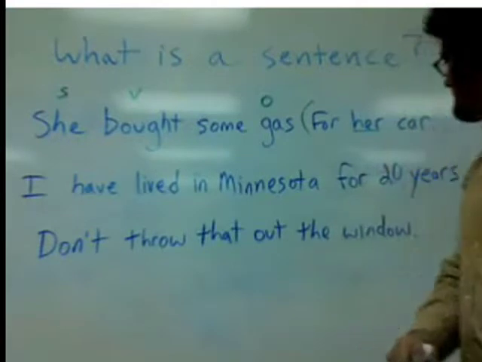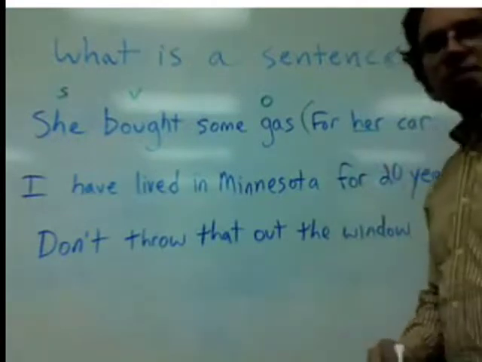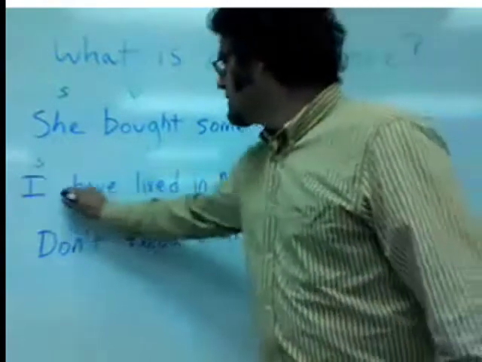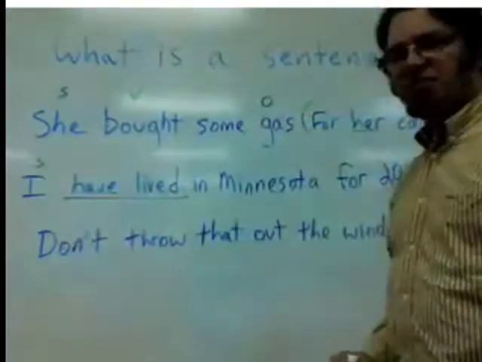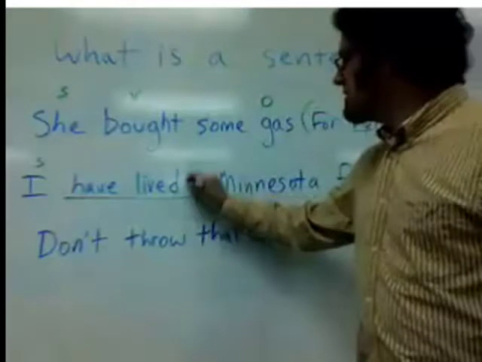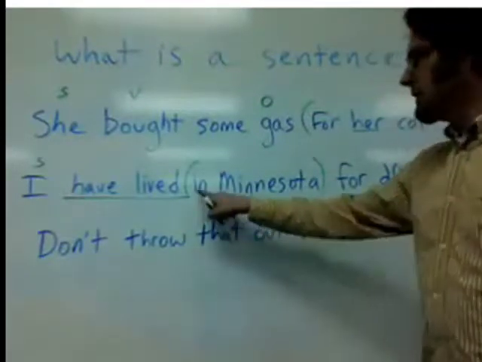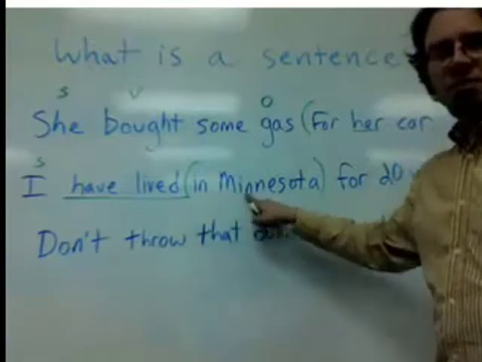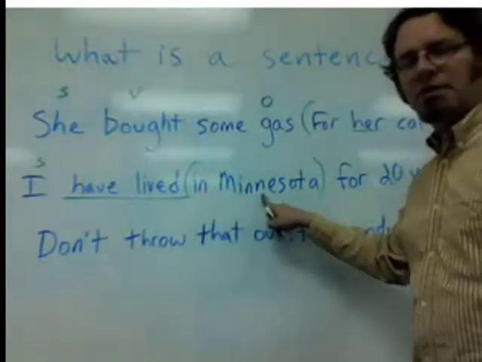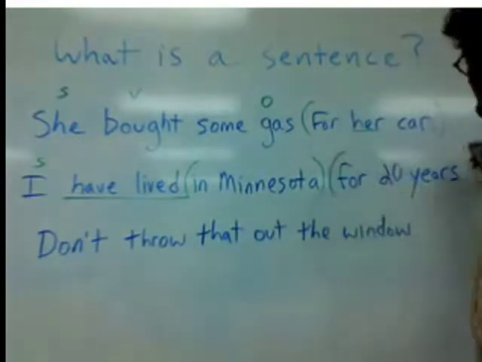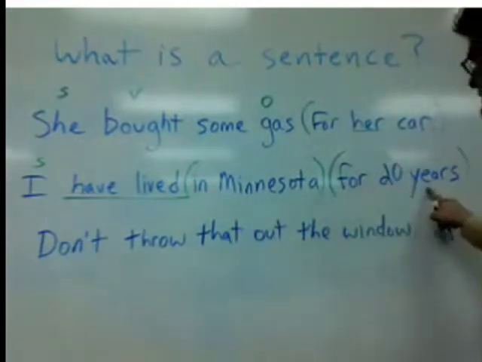I have lived in Minnesota for 20 years. Subject is I. The verb, have lived, is in the present perfect tense. In Minnesota is a prepositional phrase. In is a preposition. Minnesota is a noun. Followed by another prepositional phrase. For 20 years.